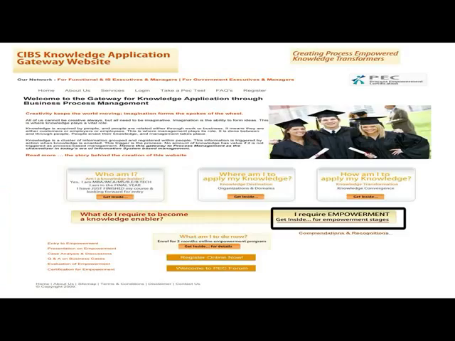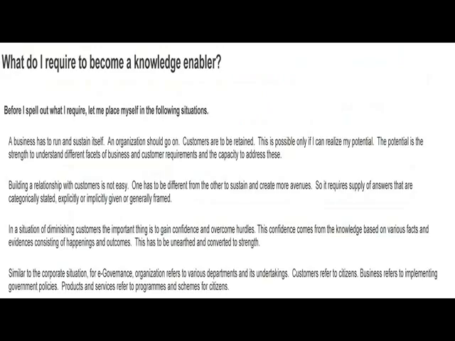Let us get into another important topic. What do I require to become a knowledge enabler? I require empowerment. Let us get into the details of the empowerment stages. Let us try to address this question. What do I require to become a knowledge enabler?